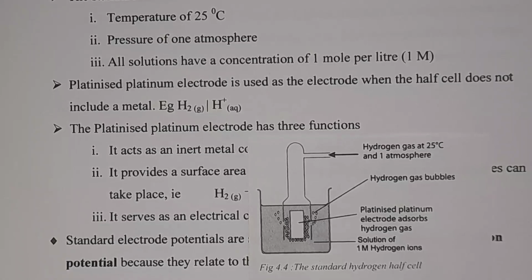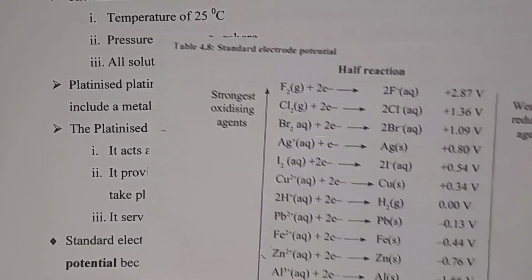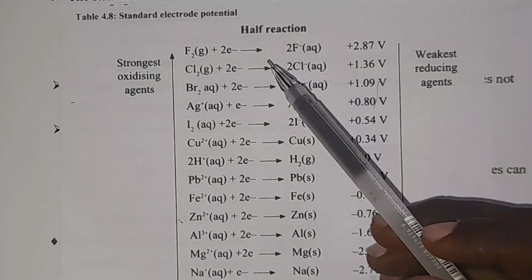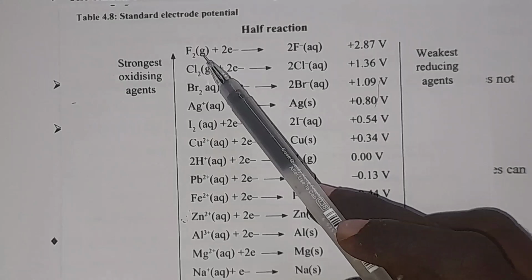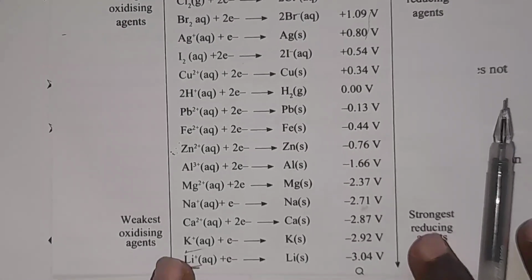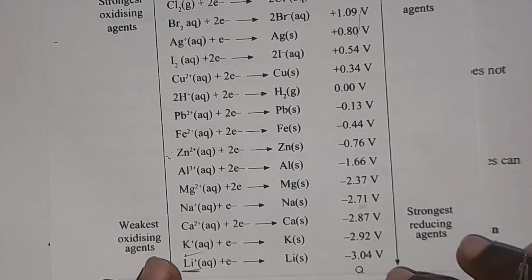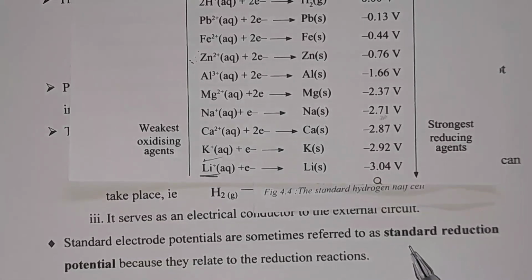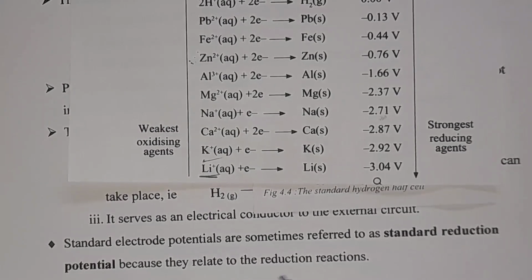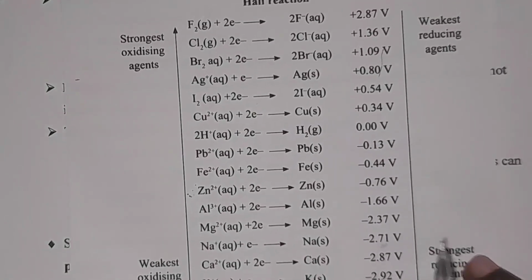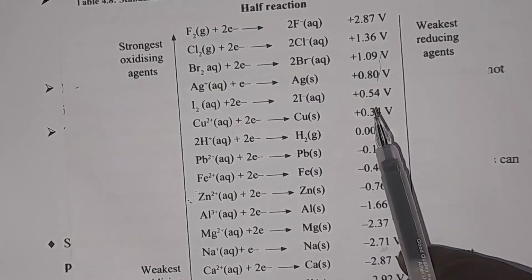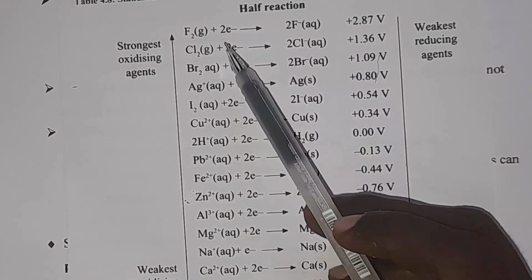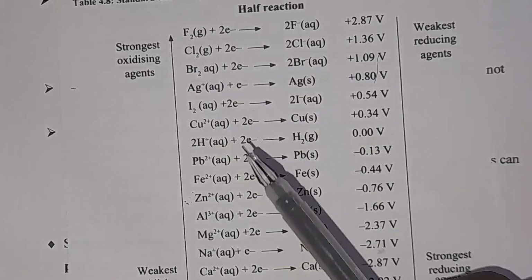Next, we are supposed to see the standard reduction potential. This is the standard electrode potential series. We start here with the most positive, that's fluorine, up to lithium, which is the most negative. Remember, we said these standard electrode potentials are sometimes referred to as the standard reduction potentials because they relate to the reduction reactions. Check, all these reactions are just reduction reactions, because reduction is gain of electrons, and when we are gaining electrons, they are written on the reactant side.